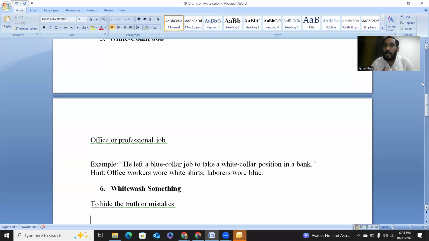So a white collar job is on the opposite end of the blue collar job. The hint is, office workers wear white shirts and laborers wear blue shirts. You would have observed in today's world that people in high positions, dignitaries, signatories, the PM, prime minister, chief minister, or ministers, wear white ties and white shirts. They look professional, official, influential. So a white collar job means an influential, professional, official job. Hopefully you have got my point.